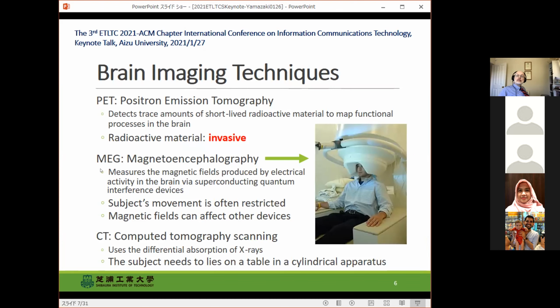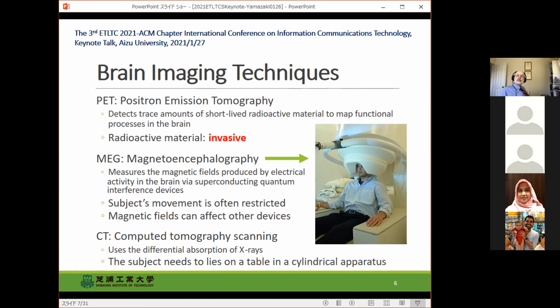And MEG, this is the picture of MEG. As you can see from the picture, the subject's movement is often restricted. And also this creates a strong magnetic field. This magnetic field can affect other devices like PCs. So that's why we try not to use this one.